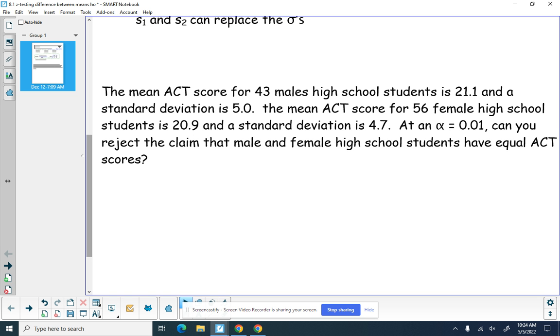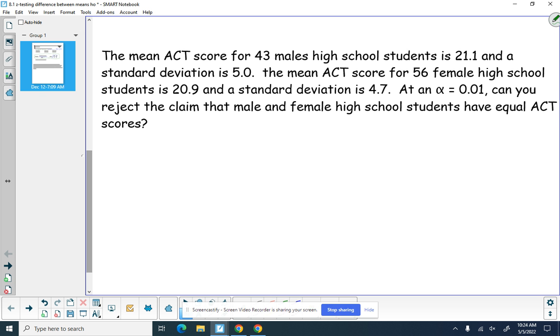Okay, we're making a comparison between males and females' ACT scores. Is there a difference? Okay, you can also talk about in regards to race. So we can compare ACT scores of different races in the world. Okay, or in the United States. Is there a difference between them? And there's a lot of groups out there that do these studies.